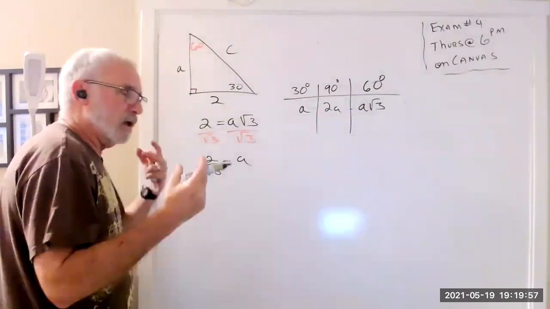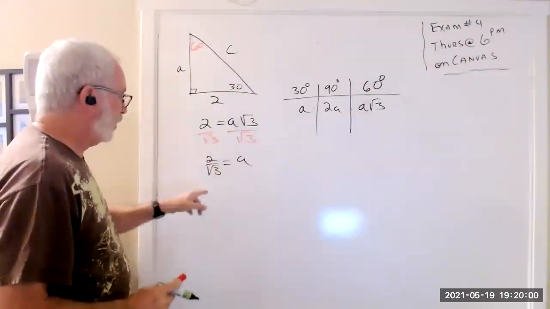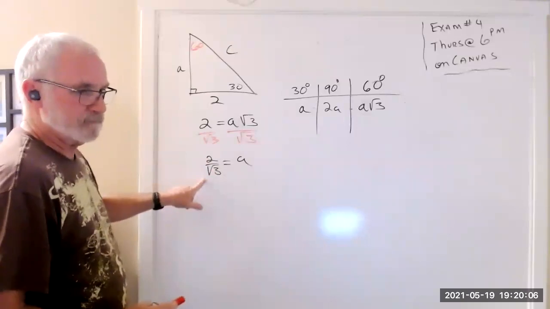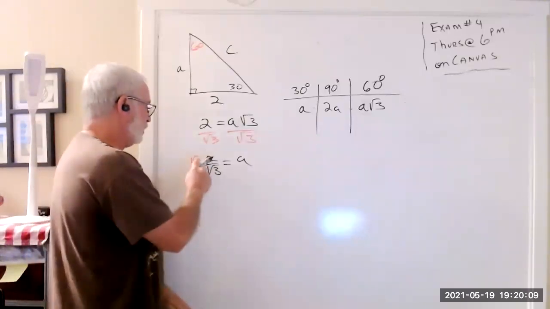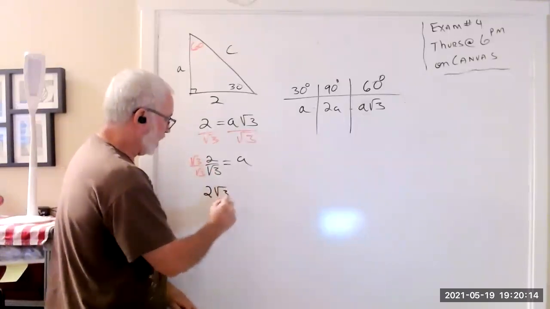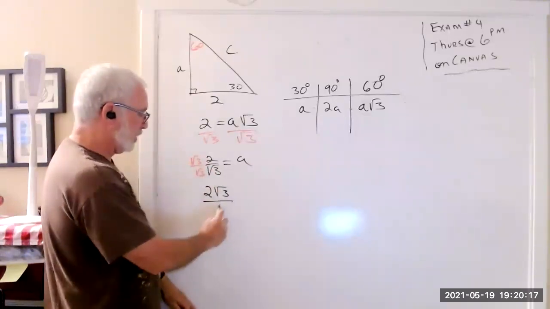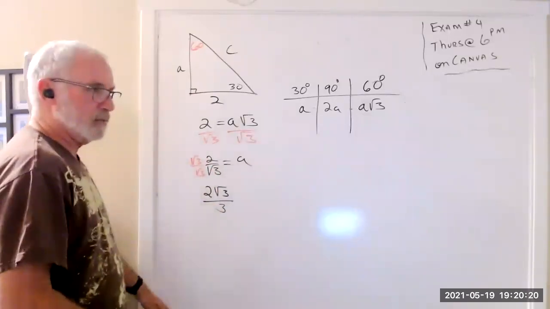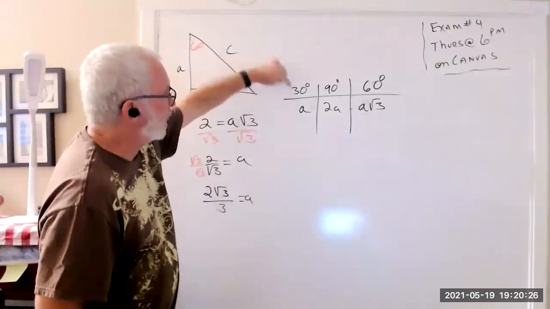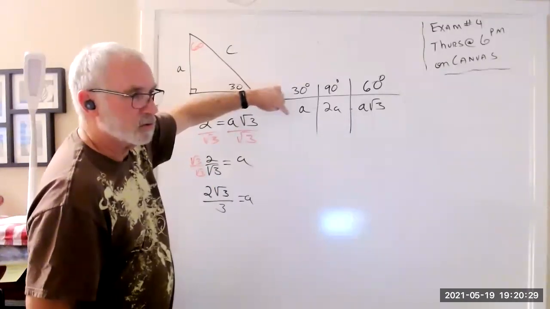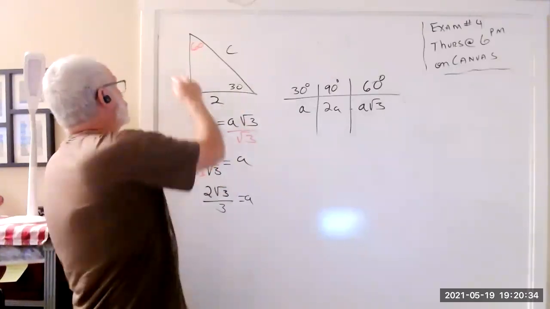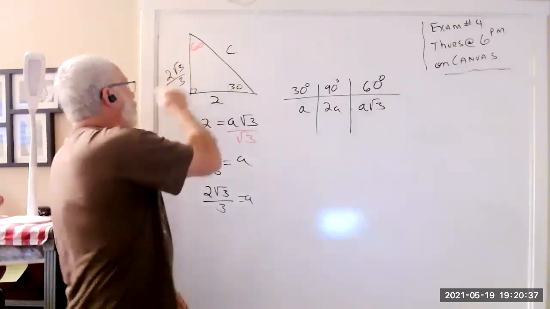Now, for all intents and purposes, you're done, except that we have this dumb rule that says you can't have a radical in the denominator. So you have to rationalize, multiply top and bottom by radical 3. So you get 2 radical 3 over, well, that's square root of 9, but it simplifies to 3, equals A. Okay, what was A? A is the side opposite the 30-degree angle. So this is 2 radical 3 over 3.